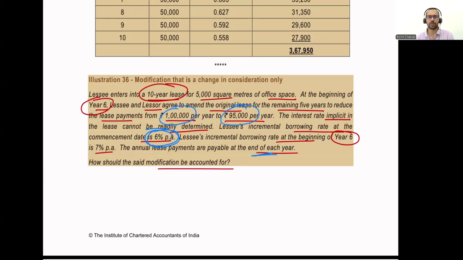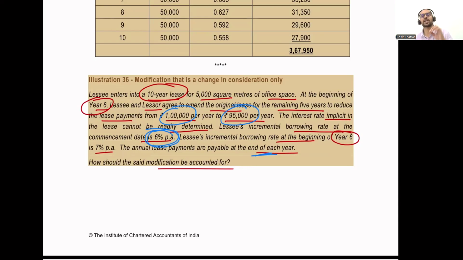Now, this is when the renegotiation in this contract is taking place, wherein the payment is reducing from 1 lakh to 95,000. This is a case where the modification is not changing the scope of lease. The same 5,000 square meters was available for lease before as well and after the modification as well. So there is no change in the scope of lease. Also, the lease term is the same. We are not changing the lease term. The only thing that's actually changing is the consideration.